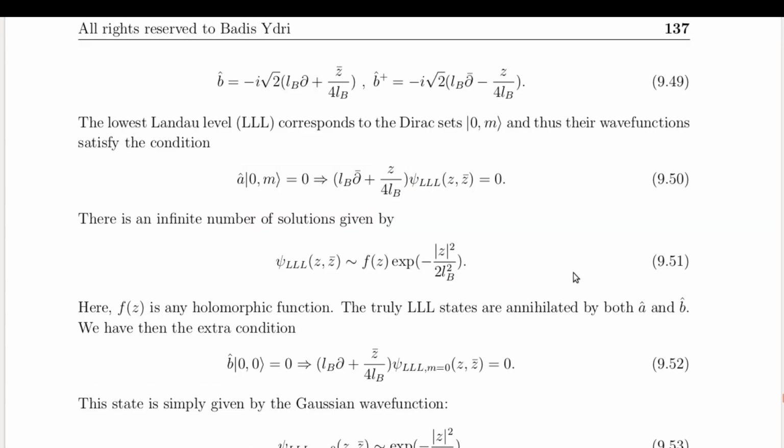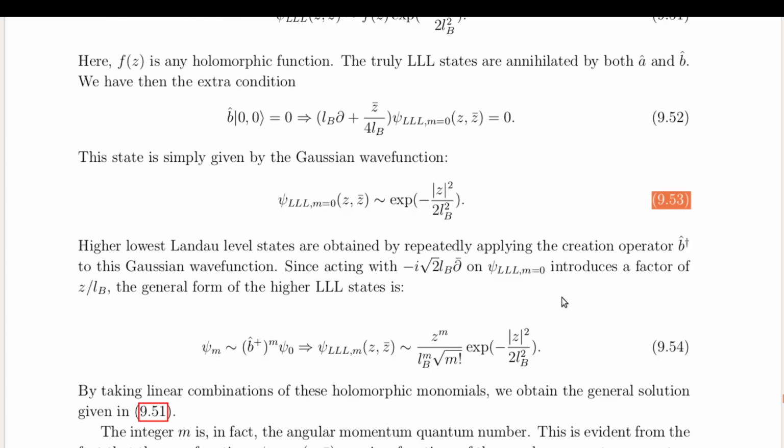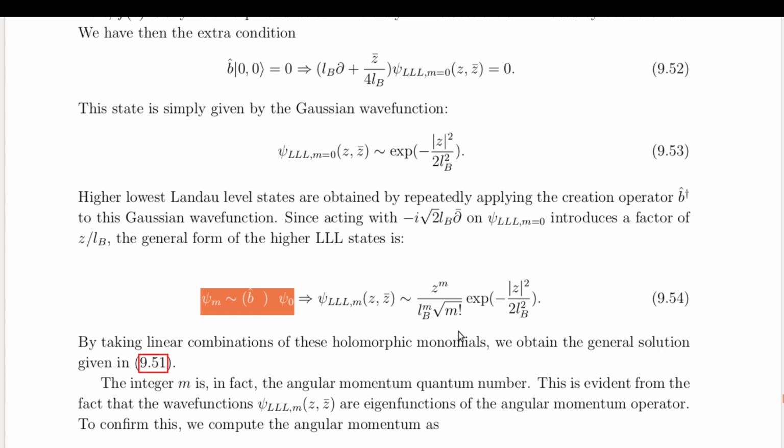The ground state within the lowest Landau level must be annihilated by both lowering operators, hat A and hat B, corresponding to the mechanical momentum and the center of orbit coordinates, respectively. The resulting wave function takes the form of a Gaussian factor with a width equal to 2 times the magnetic length squared. The excited states within the lowest Landau level are obtained by applying powers of the raising operator hat B dagger to the ground state.